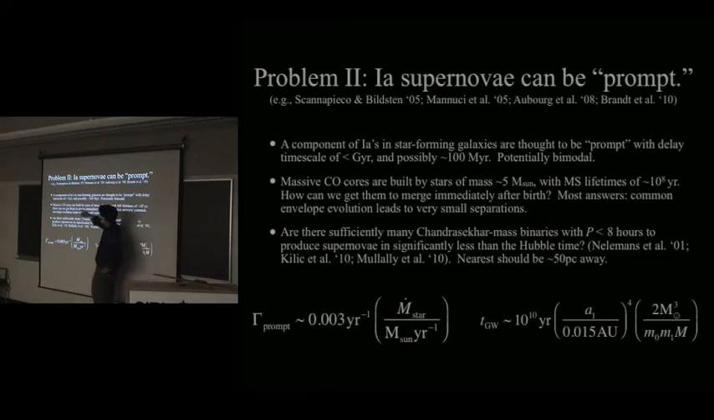Now the thing is that massive CO cores are built by stars of about 5 solar masses, with main sequence lifetimes of about 10 to the 8 years. And so you need these white dwarfs to merge essentially immediately after birth. And most answers to the question of how you get that to happen would be common envelope evolution. Somehow common envelope evolution moves these things in close where they can merge super rapidly. Not on a time scale of 10 to the 10 years, but on a time scale of 10 to the 8 years. And the question is, are there sufficiently many Chandrasekhar mass binaries with period less than 8 hours to actually produce the supernovae in significantly less than a Hubble time? If so, then you should see these binaries.